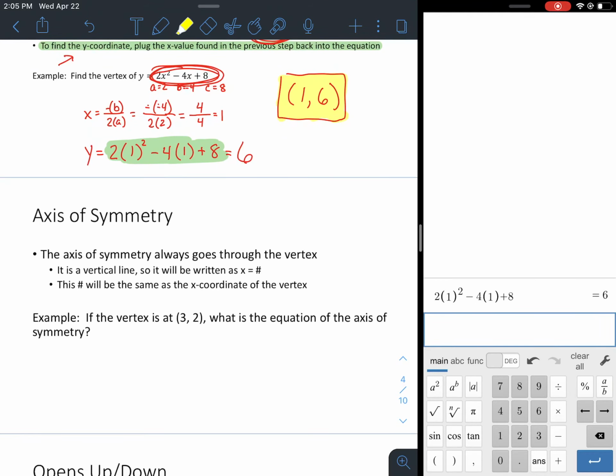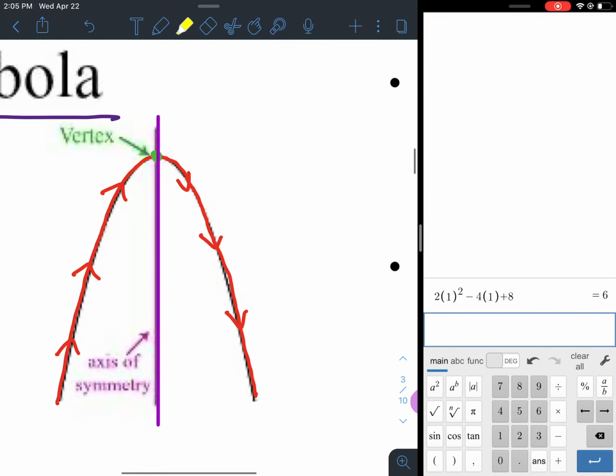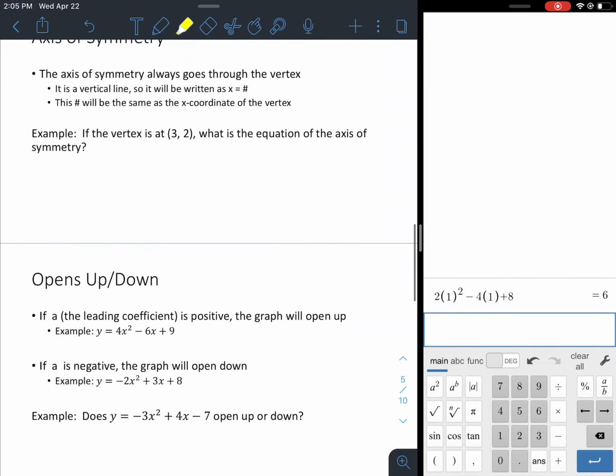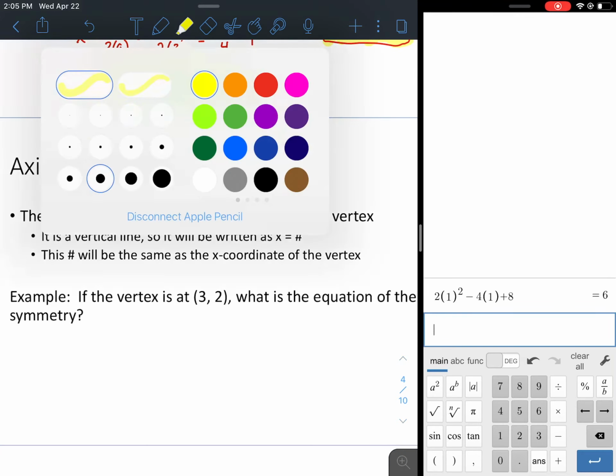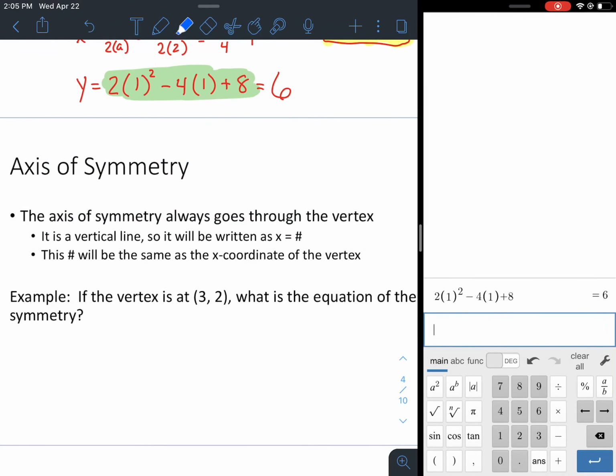Okay, the axis of symmetry, which again, if you can recall, was just that line that goes up and down through the vertex and through the middle of the parabola. It's always going to be going through the vertex, as we mentioned, and it's a vertical line. So its equation is always going to be written as x equals a number. Now, what is that number? Very easy. This number will be the same as whatever the x-coordinate is of the vertex. So when we do that negative b over 2a, that gives us the x value. The axis of symmetry, or the equation of that vertical line, is going to be x equals whatever that number is.